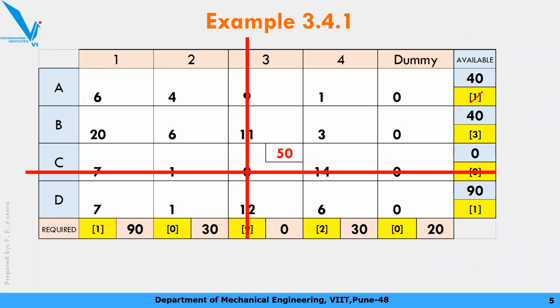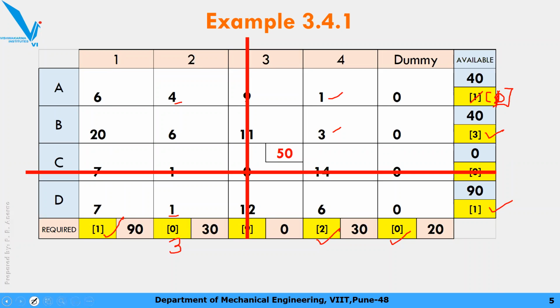I'll scratch this out. So take the difference of 0 and 1 here. Sorry, it will be 1. Next row 0 and 3, so the penalty will be 3. Row D, 0 and 1, penalty will be 1. Okay, go for the columns: 6 and 7, so penalty 1. 4 and 1, so that will be 3 here. Next one 1 and 2, so penalty will be 2, dummy 0.